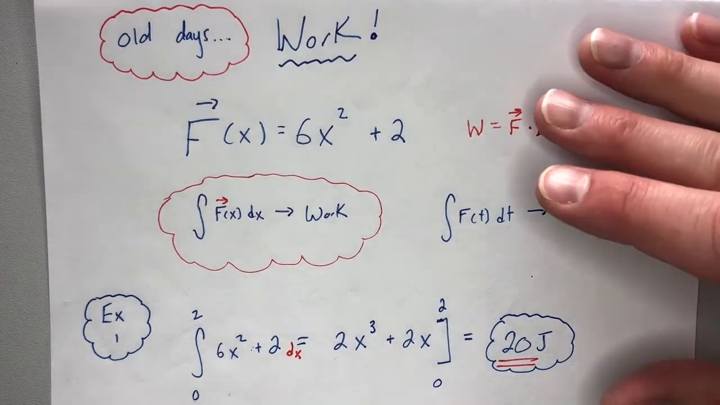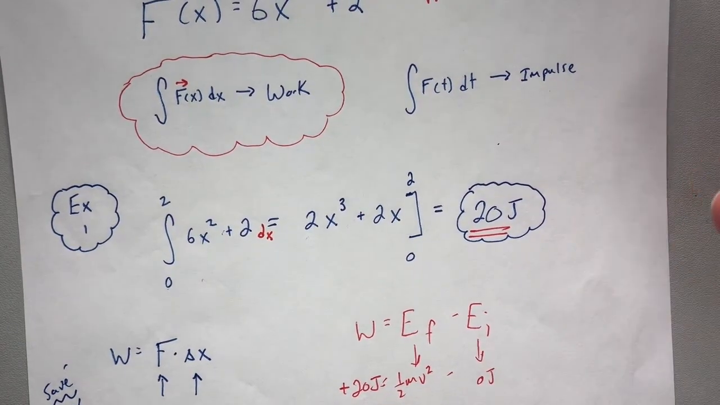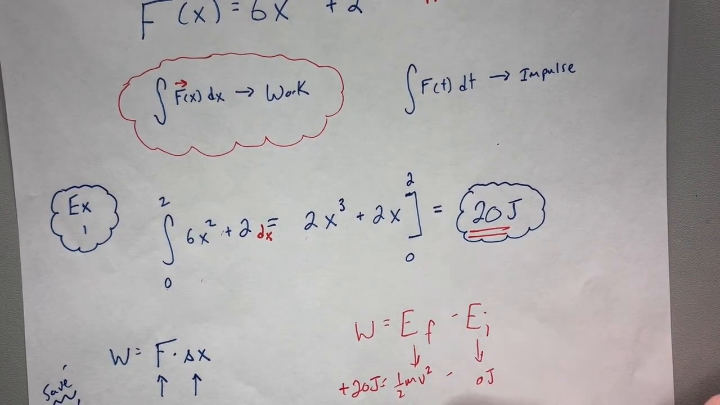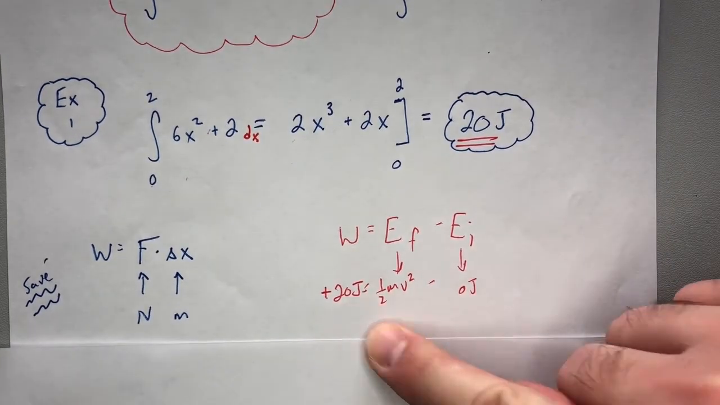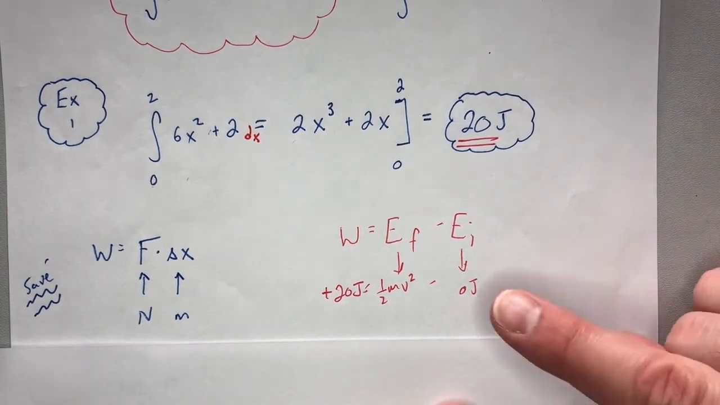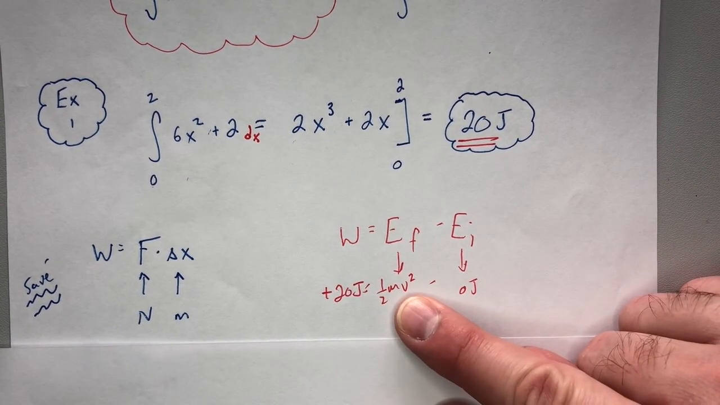So we have that, and then you might say, hey, E final minus E initial equals work. Maybe there's some outside force doing work. You could take that force, integrate it, and find how much work it actually did over that 2 meter interval. So you could say, oh, it started from rest, and now it's moving with some kinetic energy.